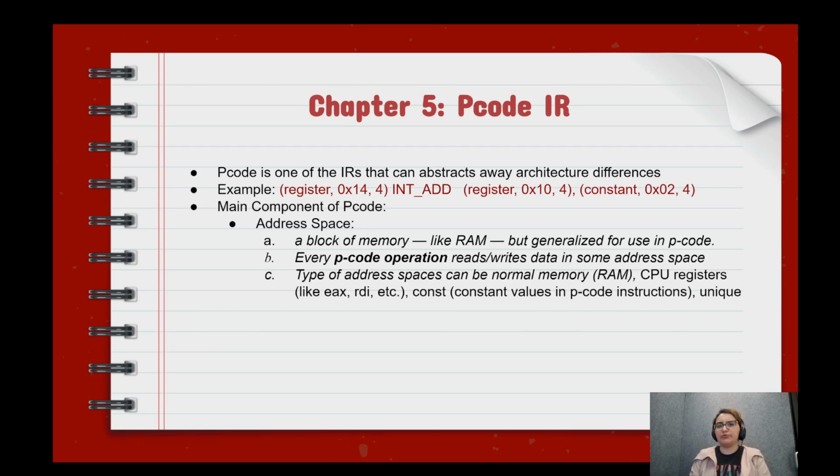There are three main components in Pcode: address space, var node, and operation. Address space is a block of memory like RAM, but it is generalized for use in Pcode. Every Pcode operation reads or writes data into some address space. We have different types of address spaces such as normal memory or RAM. We have CPU registers, constant values, and temporary variables or unique values. In this example, you can see register and constant as two types of address spaces.